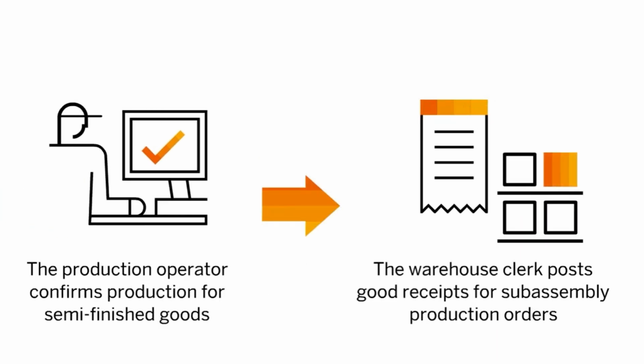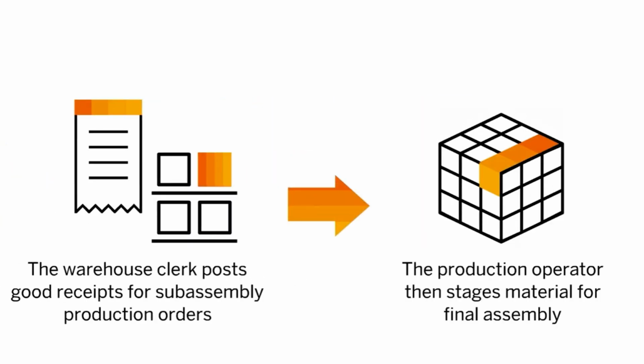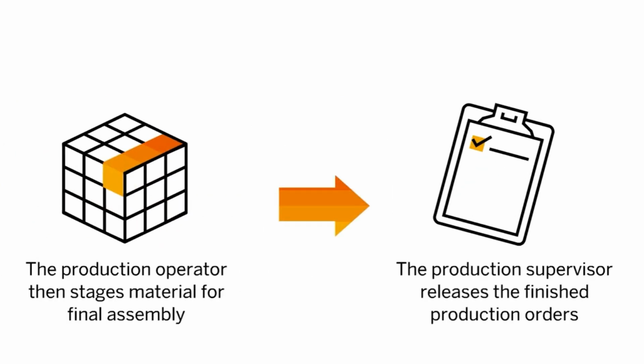The warehouse clerk posts goods receipts for subassembly production orders. The production operator then stages material for final assembly. The production supervisor then releases the finished production orders and checks the serial numbers.